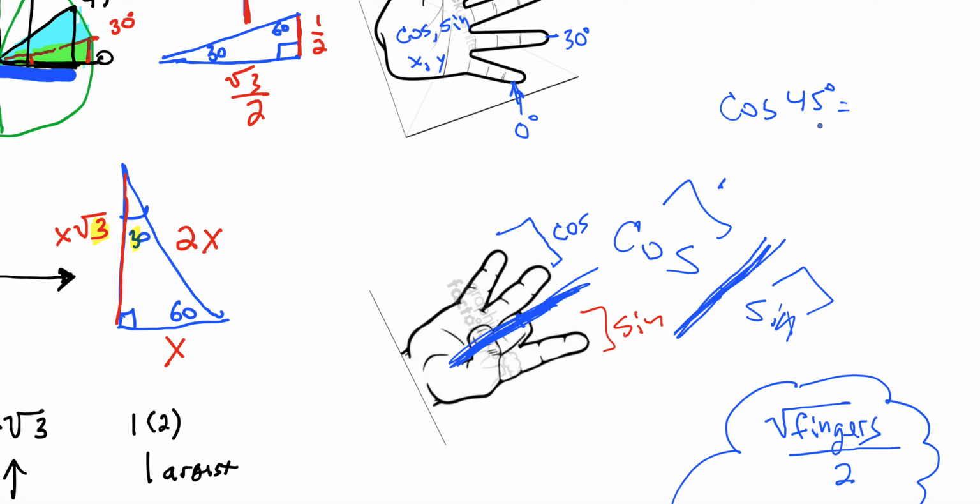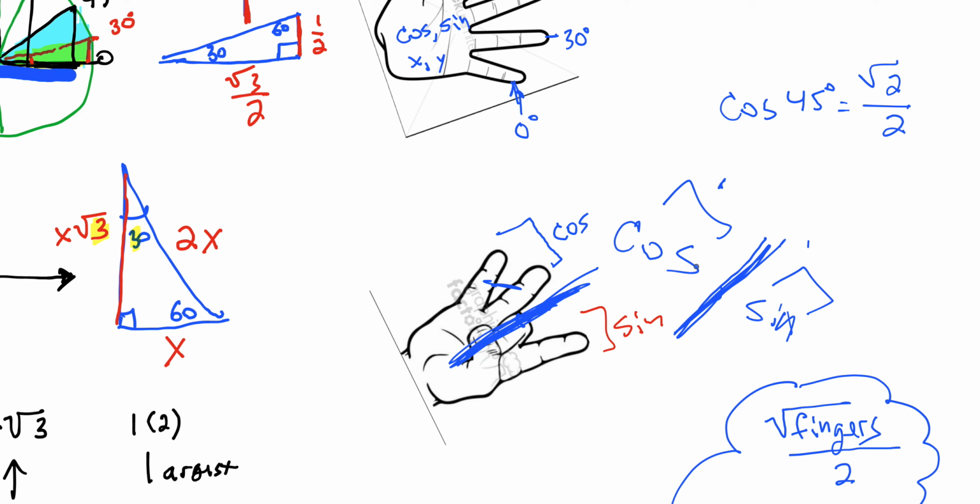Okay. Now cosine. We're talking about these fingers up here, right? How many fingers do you have up there? 3. How many fingers do you have up here? 2. So root 2 fingers over 2. So the cosine of 45 degrees is root 2 over 2.